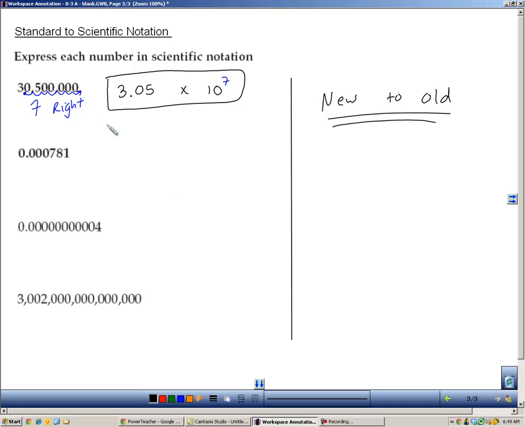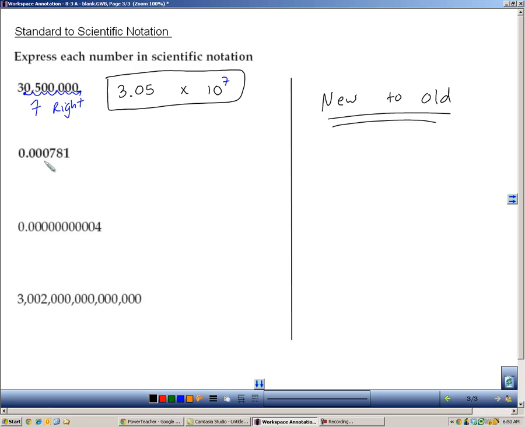Now that might look counterproductive, because you might say to yourself, but we're not moving the decimal to the right, we're moving the decimal to the left, and you're correct. But to think about the exponent, you go from new to old, and that's why it's important to remember new to old for the exponent here. So let's try the next one.